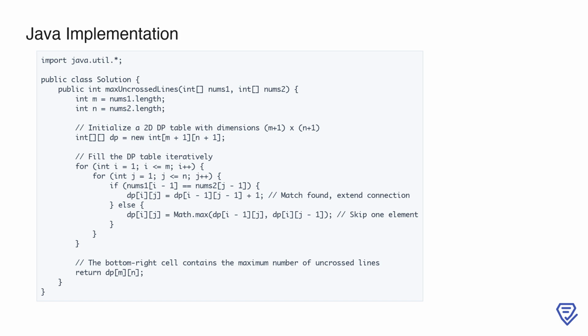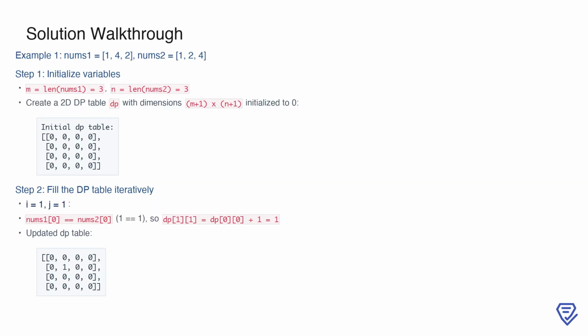Key differences include explicit type declarations, the use of Java's Math.max for comparisons, and class structure adhering to Java conventions. To solve the problem of finding the maximum number of uncrossed lines between two arrays, we start by initializing some variables. Here, nums1 has a length of 3 and nums2 also has a length of 3, so we set m and n to 3 respectively.